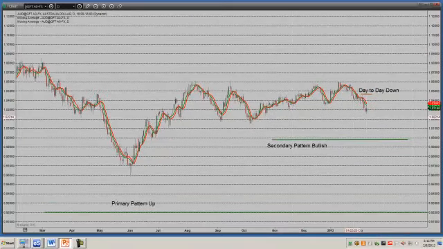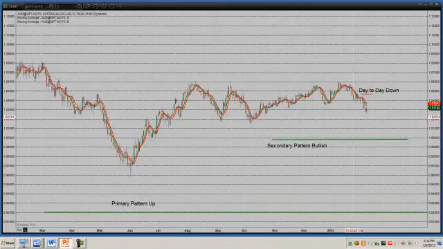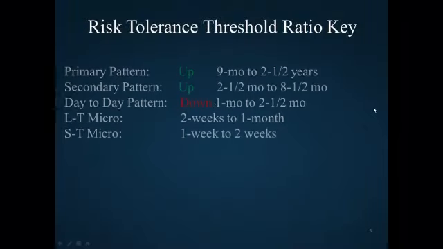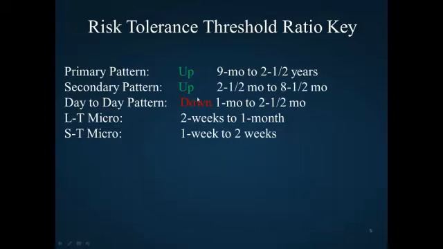Again, day-to-day important pattern for us. For myself, I tend to be a shorter term trader, swing trader. That's the most important pattern. So I'm going to plug that into my ratio now. I'm going to record that the day-to-day pattern is down. And now you can see it's starting to fill out. If you're a shorter term trader, you'd have some concern because that day-to-day is down now.